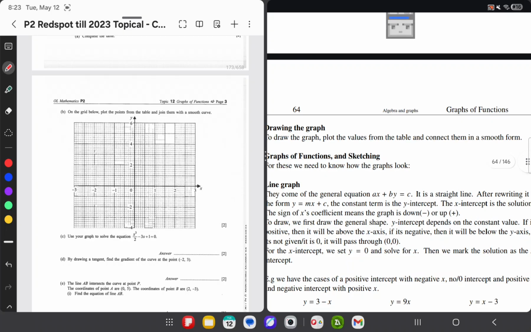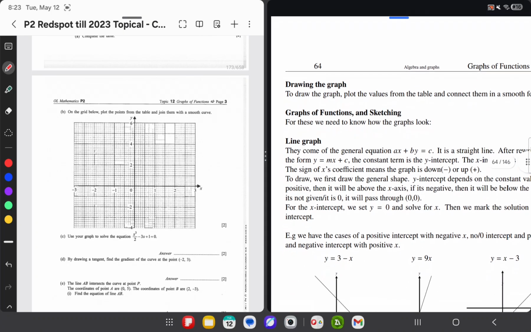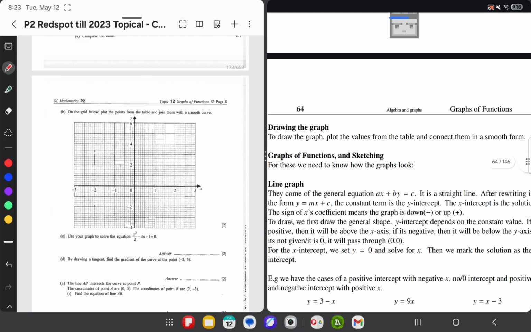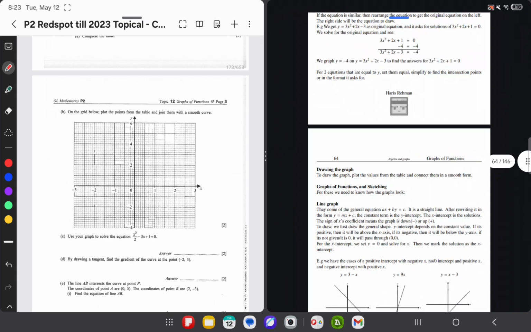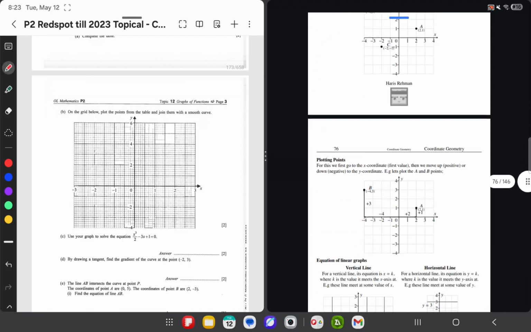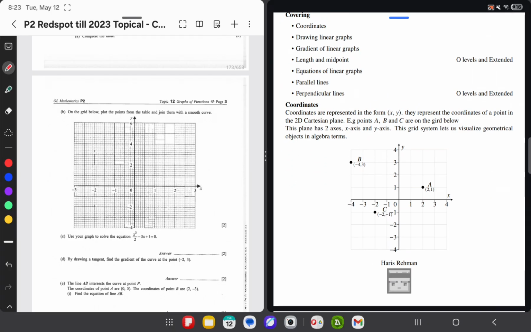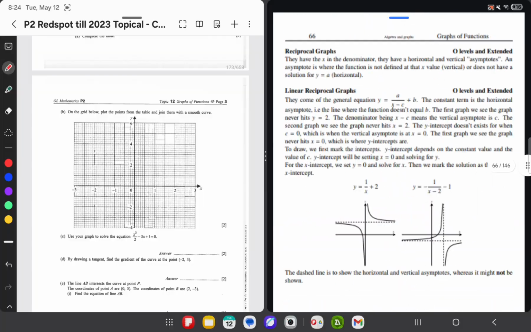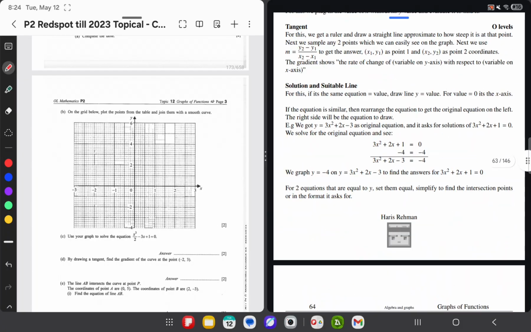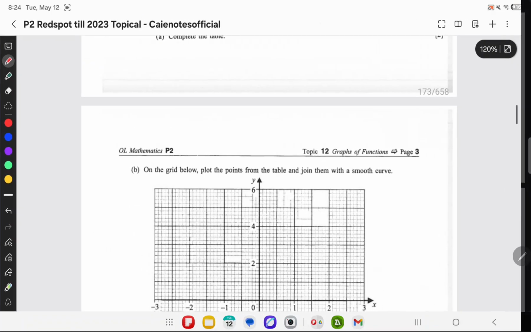One is drawing. Before we do anything, we need to draw the graph. Okay, we need to draw the graph. And so how do we draw the graph? Well, we plot the values and connect them in a smooth fashion. Now plotting points I explained in coordinate geometry. You must know how to plot points. If you do not know how to plot points, then it's okay.